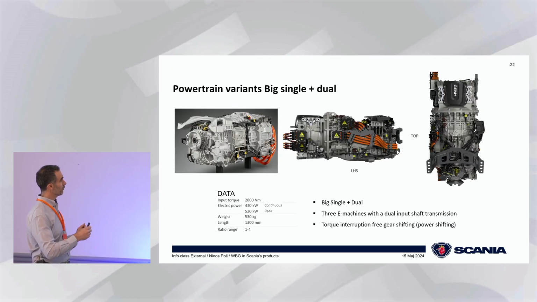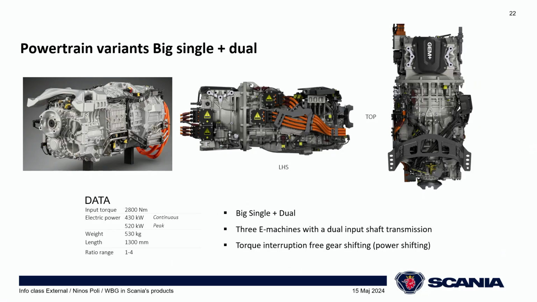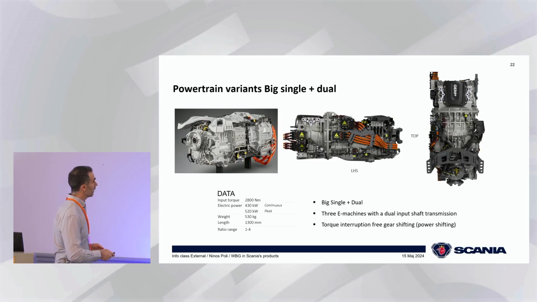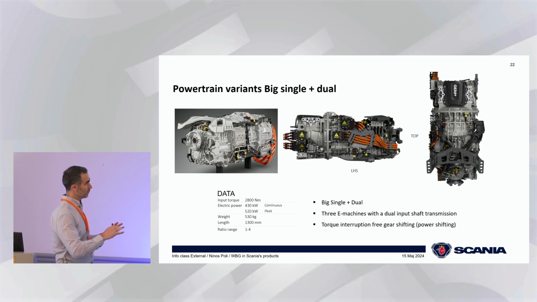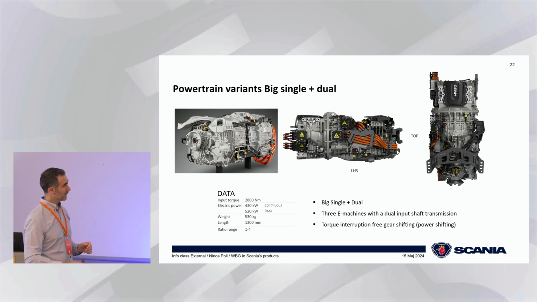So the big performance step here is 3 e-machines, 1 big single and 2 dual, so 2 separate that you can control separately. And that way you can achieve torque-free interruption when shifting gears. So it's like power shifting. And the power level is, as I mentioned here, 430 kilowatts. So that's in our current products now.